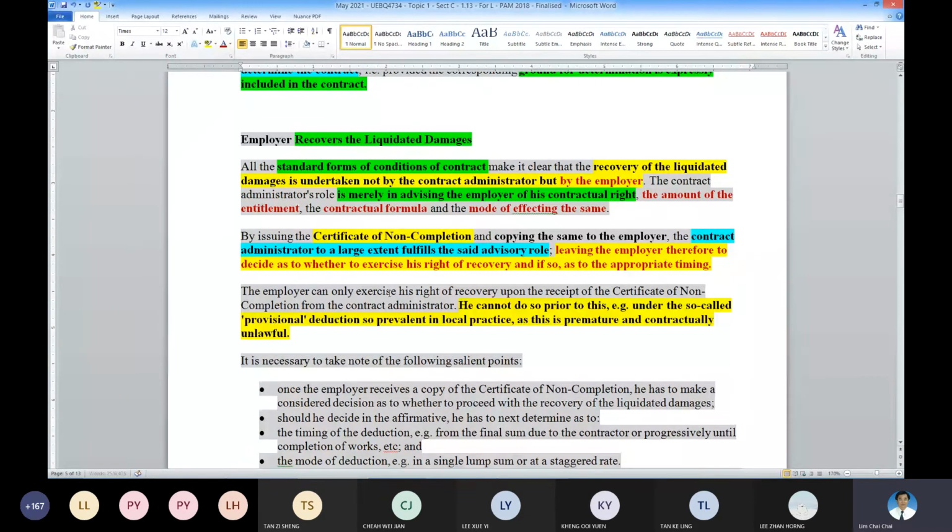So the CNC must be issued. The employer cannot do so prior to this. Example, the so-called provisional deduction, which is premature and contractually unlawful.